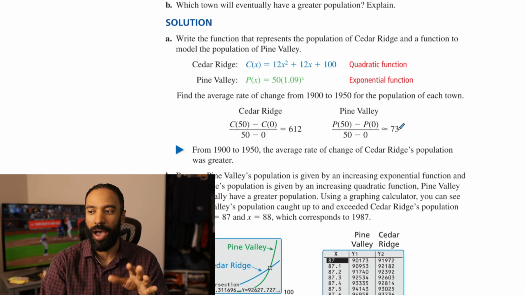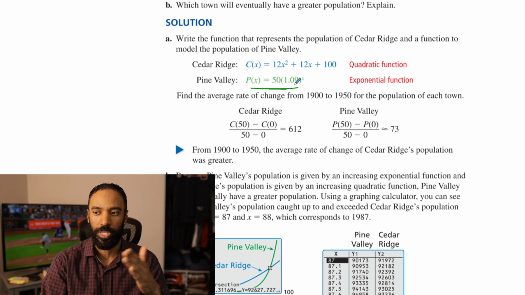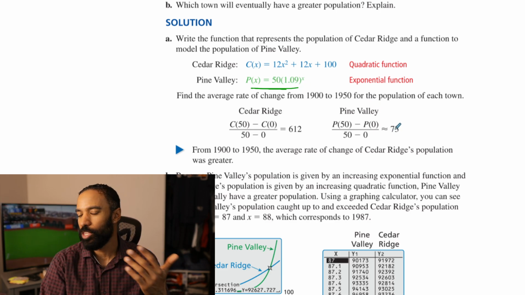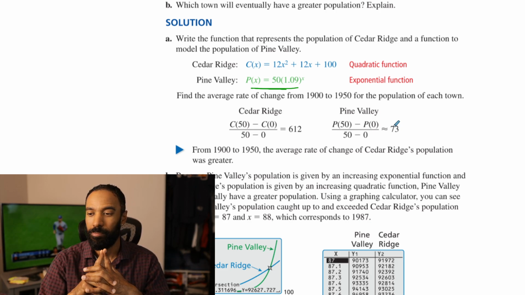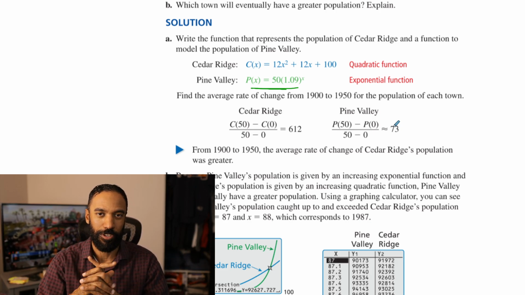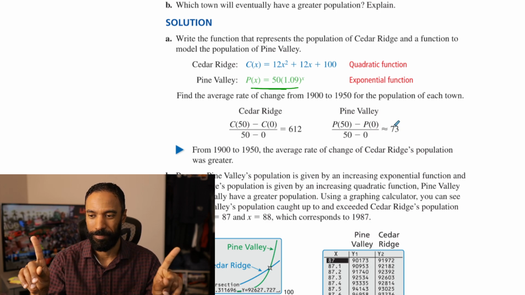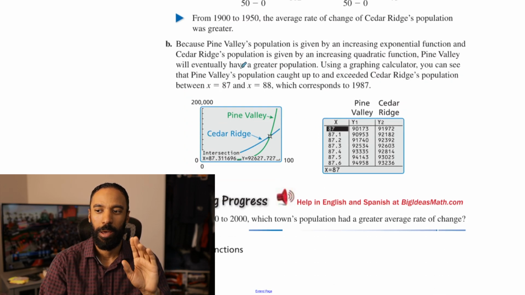Whereas Pine Valley, about 73. You have to come up with this model first, with the 9% increase per year. 73 people per year on average over that time. Pine Valley is trickling. Cedar Ridge is dominating over the first 50 years. Over time, Pine Valley, and perfect.